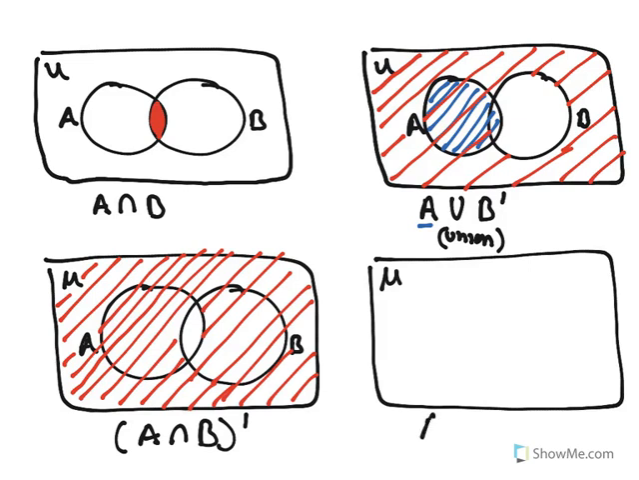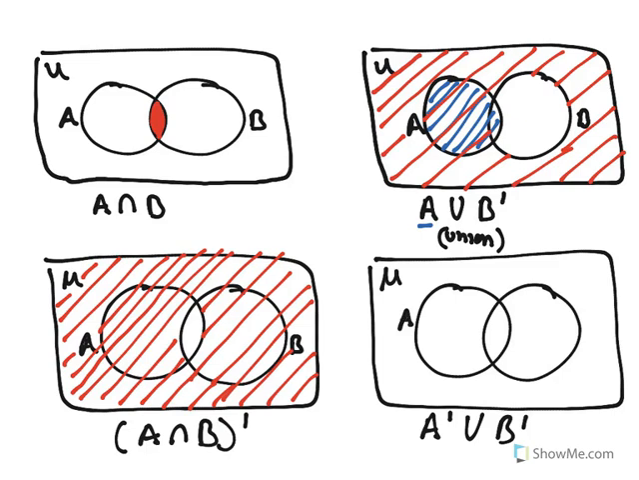What if I want you to shade in the union of A complement and B complement? Okay, so we have 2 regions. Everything that's not in A. If we do everything that's not in A, that should look like this. You know, everything that's not in A.